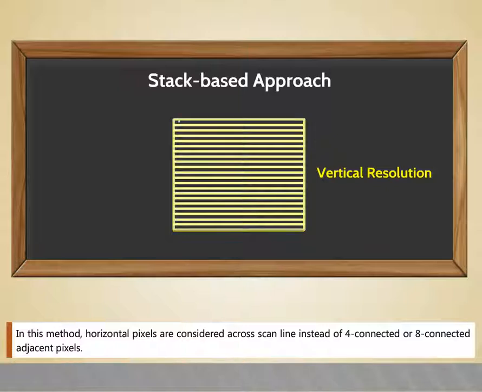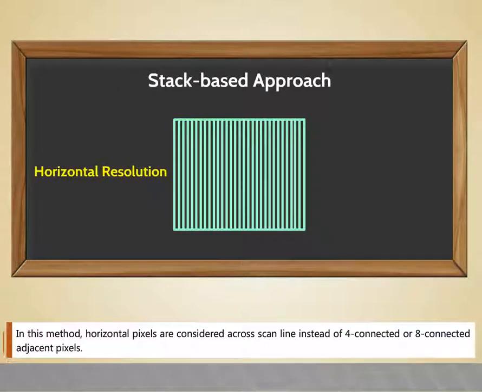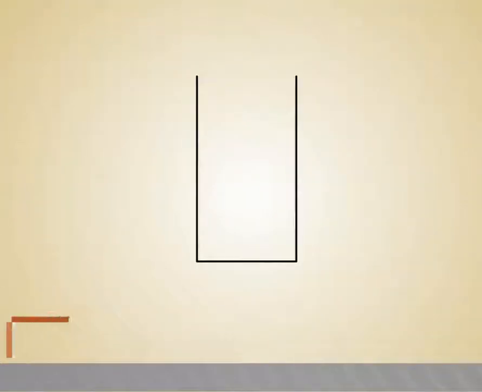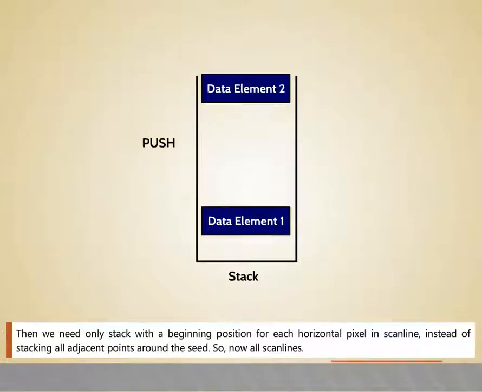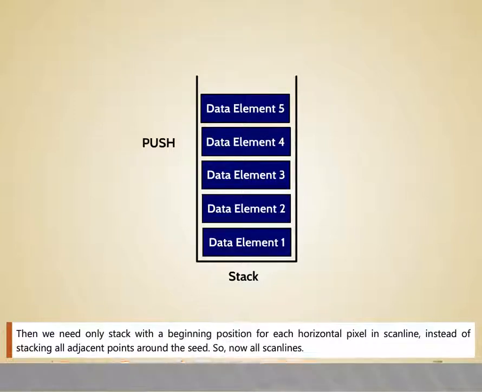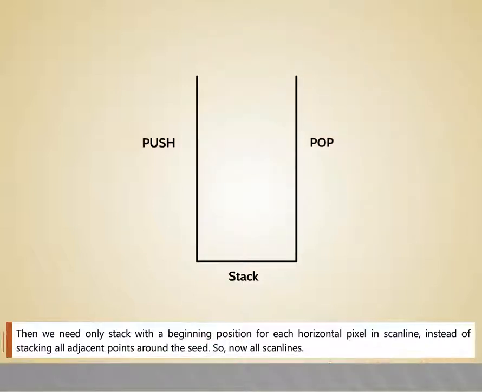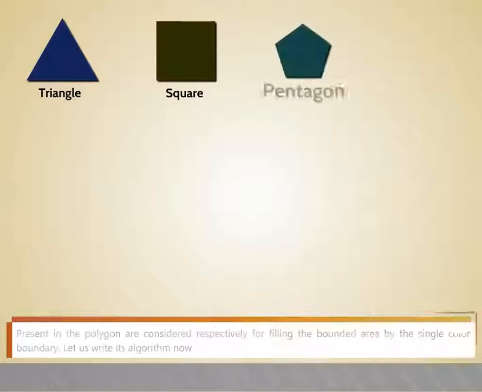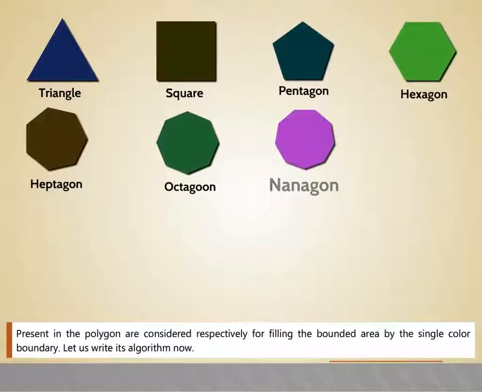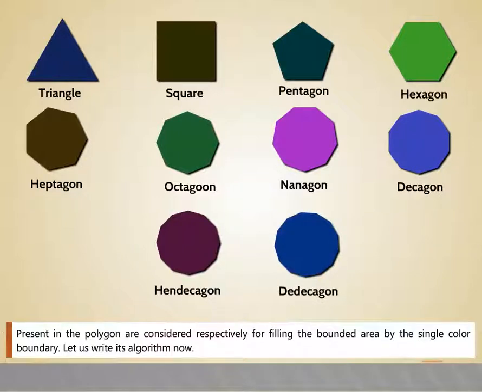In this method, horizontal pixels are considered across the scanline instead of 4-connected or 8-connected adjacent pixels. Then we need only stack the beginning position for each horizontal pixel span in the scanline instead of stacking all adjacent points around the seed. So now all scanlines present in the polygon are considered respectively for filling the bounded area by the single color boundary. Let us write its algorithm now.